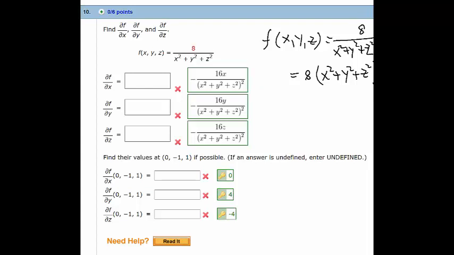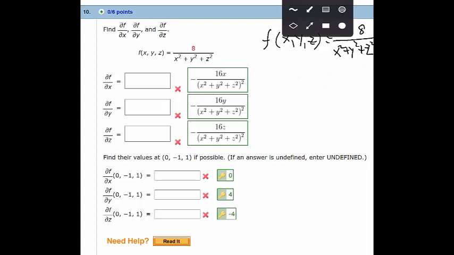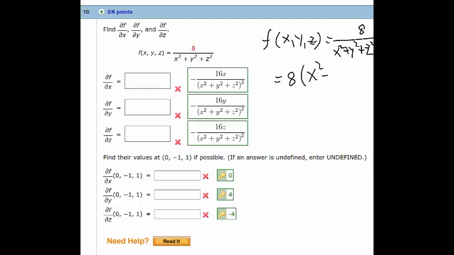Let me pull this way a little bit. I'm sorry. So I need some space here actually. Okay. So I'm writing like this, equals 8 times x squared plus y squared plus z squared to the negative 1. Is that okay? Because you have a function in the denominator, so you can write this one as a negative exponent.